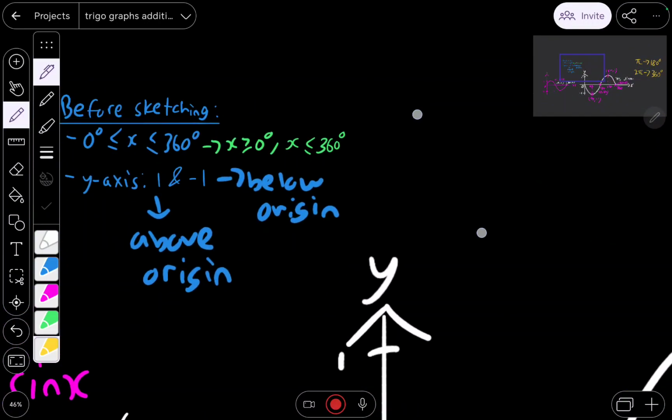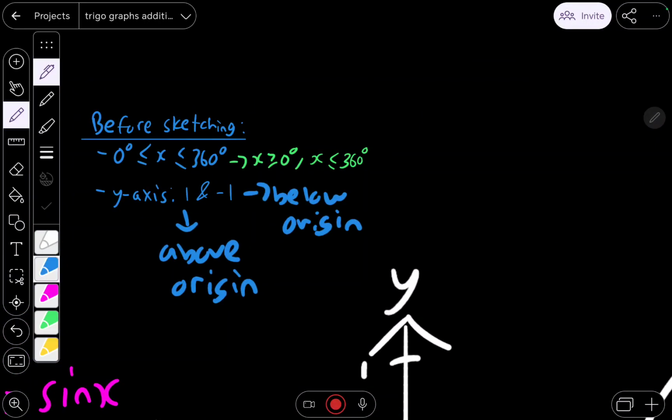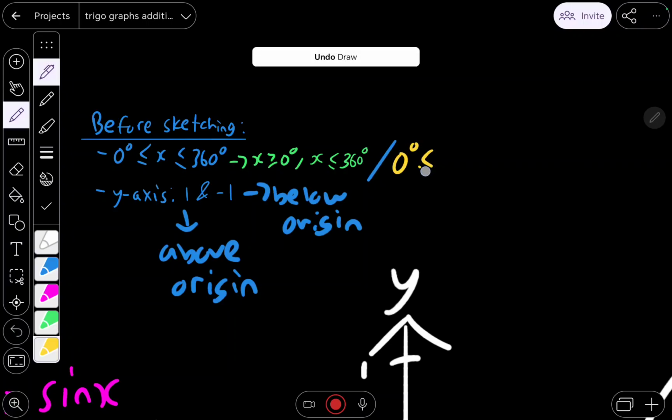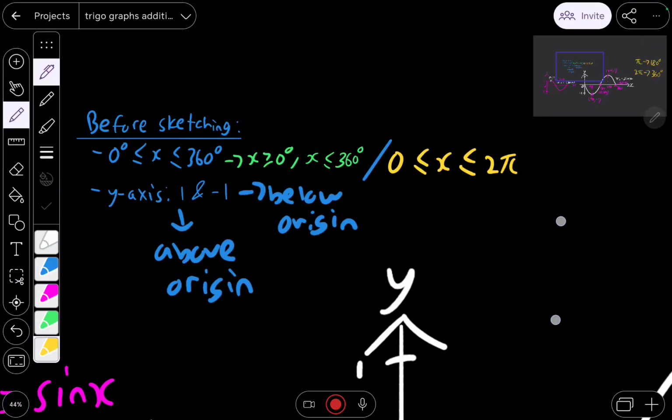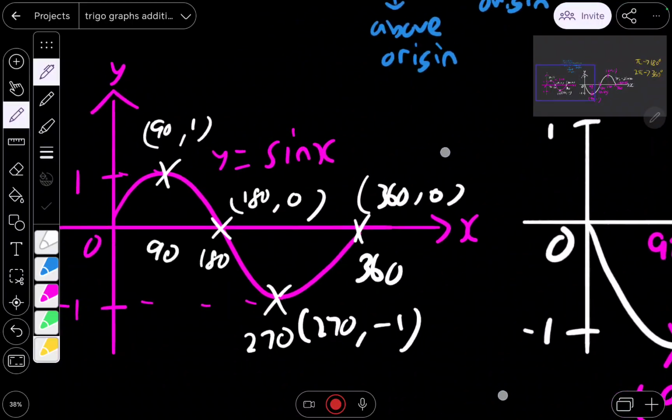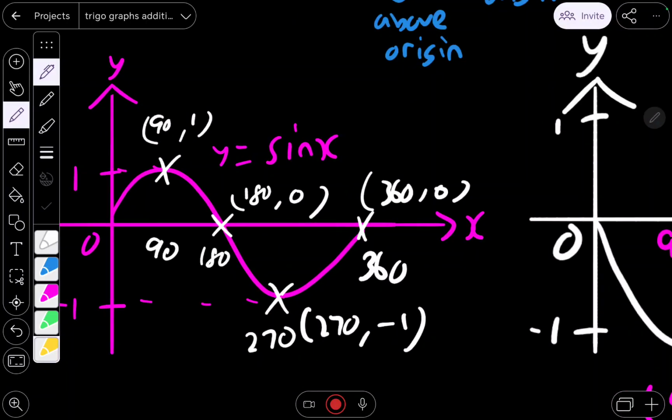So it can be 0 degrees less than or equal to x less than or equal to 2 pi. Sorry, this is just 0, no need for degrees. If I ask you to label the coordinates in radians, which I'll label in yellow, this will be pi over 2, 1. This will be pi, 0. This will be 3 pi over 2, negative 1. And this will be 2 pi, 0.